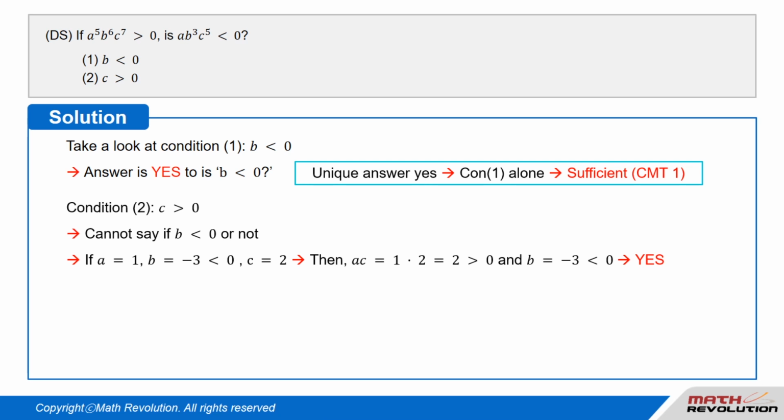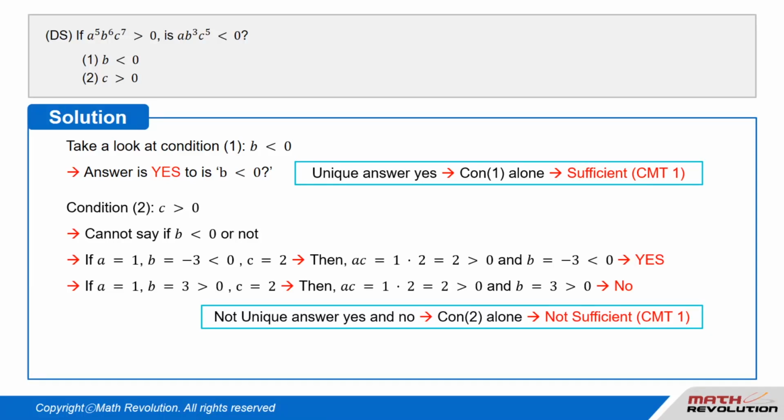If a equal to 1 and b equal to -3, that is less than 0, and c equal to 2, then a times c equal to 1 times 2, that equals to 2, which is greater than 0. Thus, the answer to the question, is b less than 0, is yes. However, if a equal to 1 and b equal to 3, that is greater than 0, and c equal to 2, then a times c equal to 1 times 2, that equals to 2, which is greater than 0. Thus, the answer to the question, is b less than 0, is no.